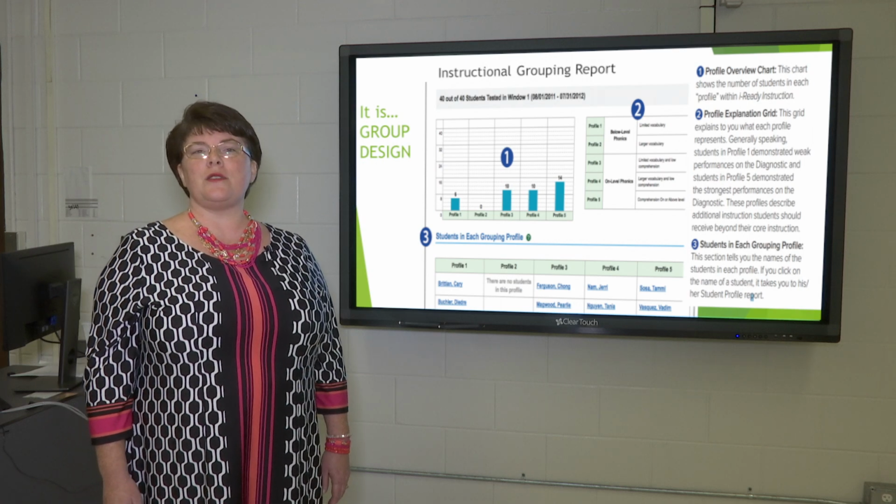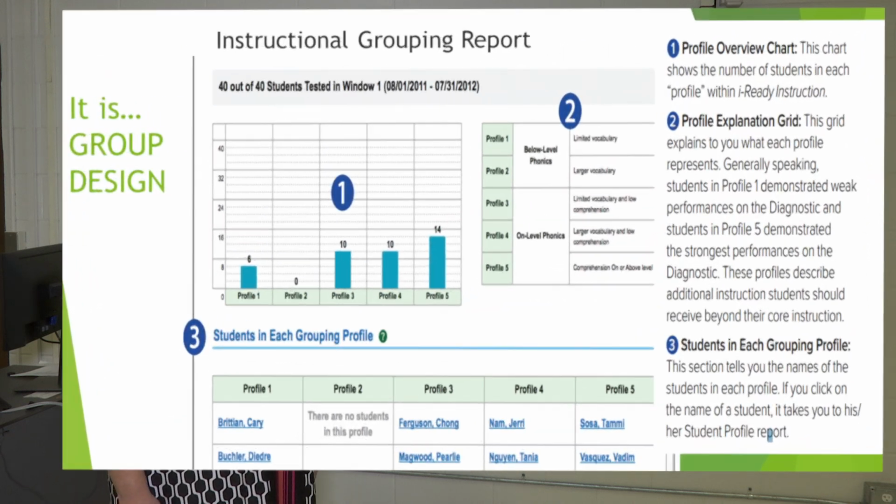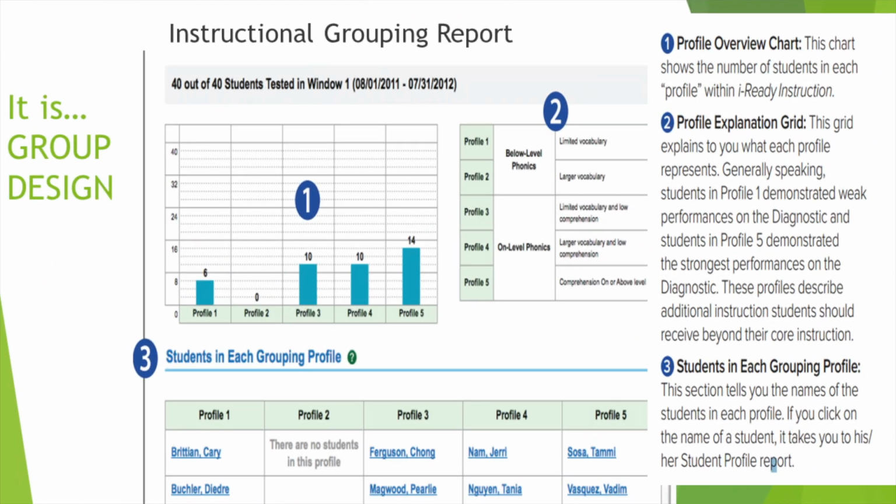The next report of interest would be the instructional grouping report. This is a wonderful report. Our students are placed into profile levels. These profile levels explain what our children are successful at doing and what they need to work on. Profile 1 is typically our students in this report for reading working below grade level in phonics and having limited vocabulary, all the way to our students in Profile 5, who are on grade level with phonics and are performing at or above in comprehension.